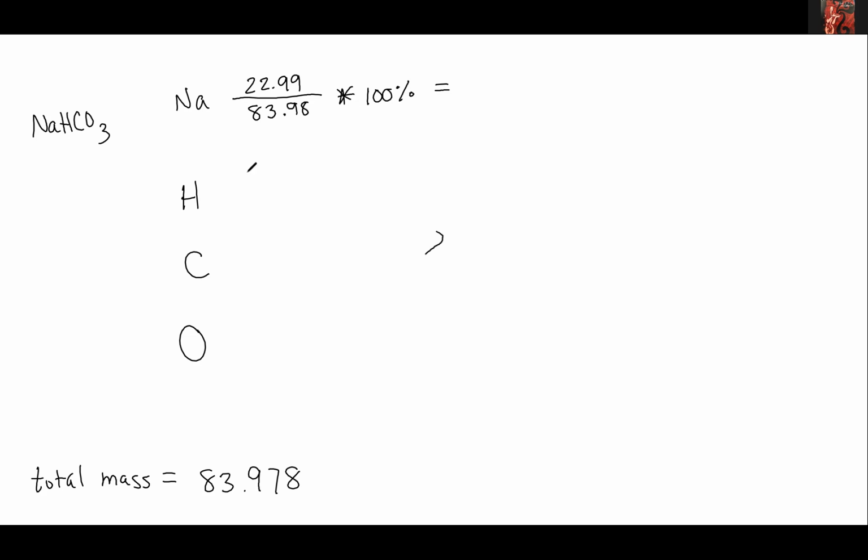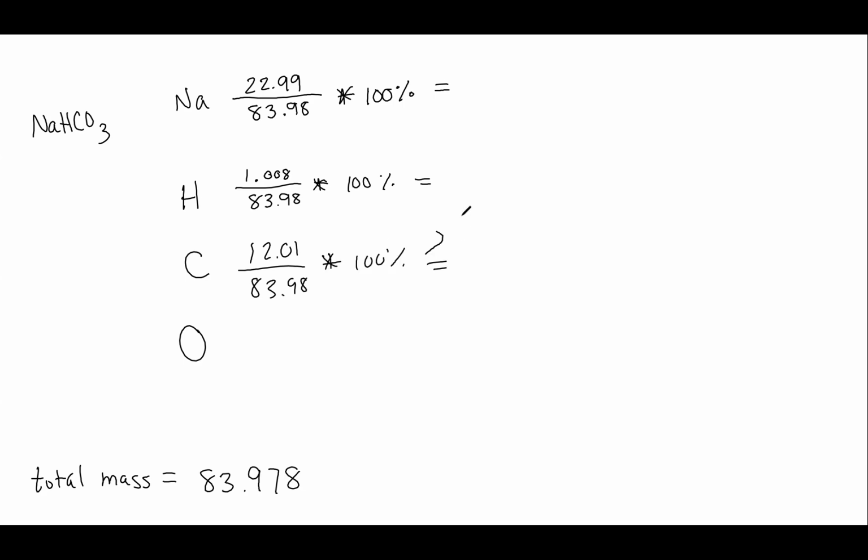And then we go to hydrogen. Hydrogen is 1.008, right? And we're just going to divide that again by the total. So 83.98 times 100%. Then carbon is 12.01, and again, 83.98 times 100%. So that's the fun thing about this. It's the same thing over and over again.